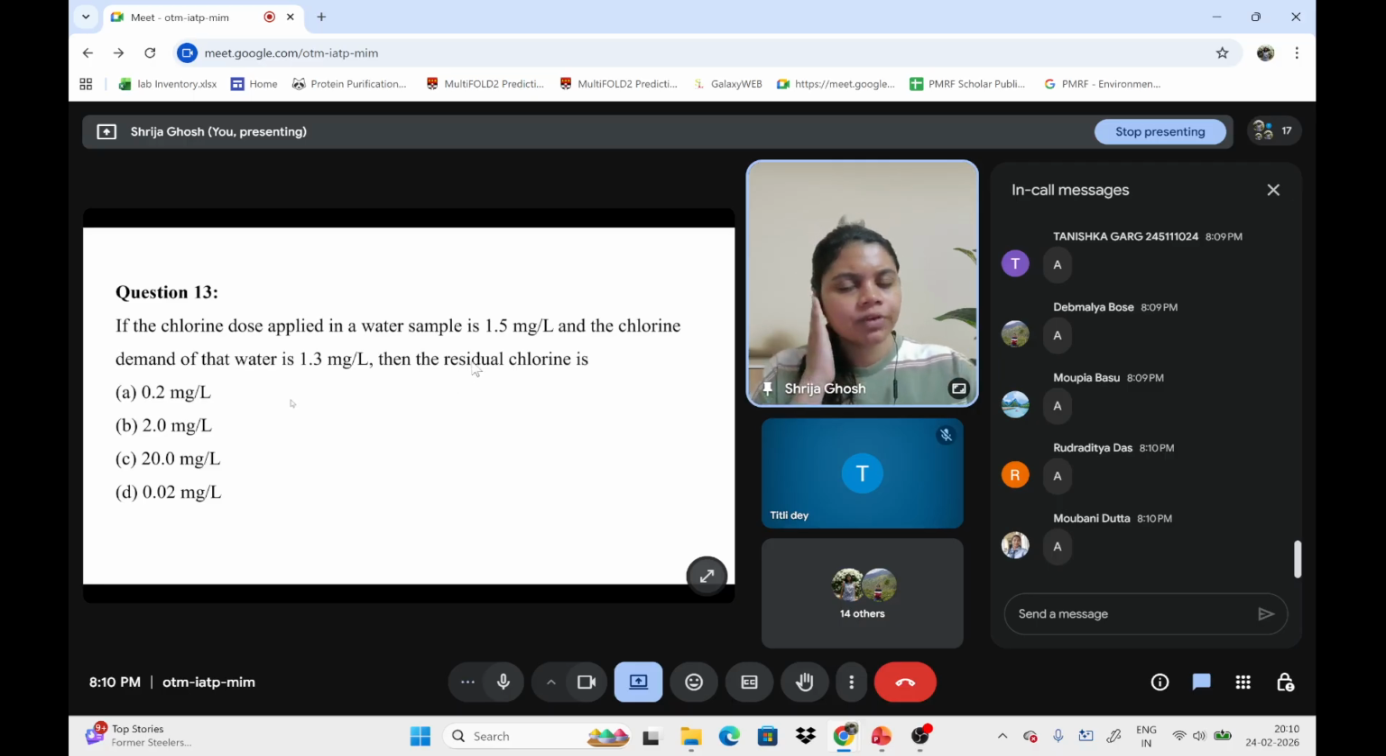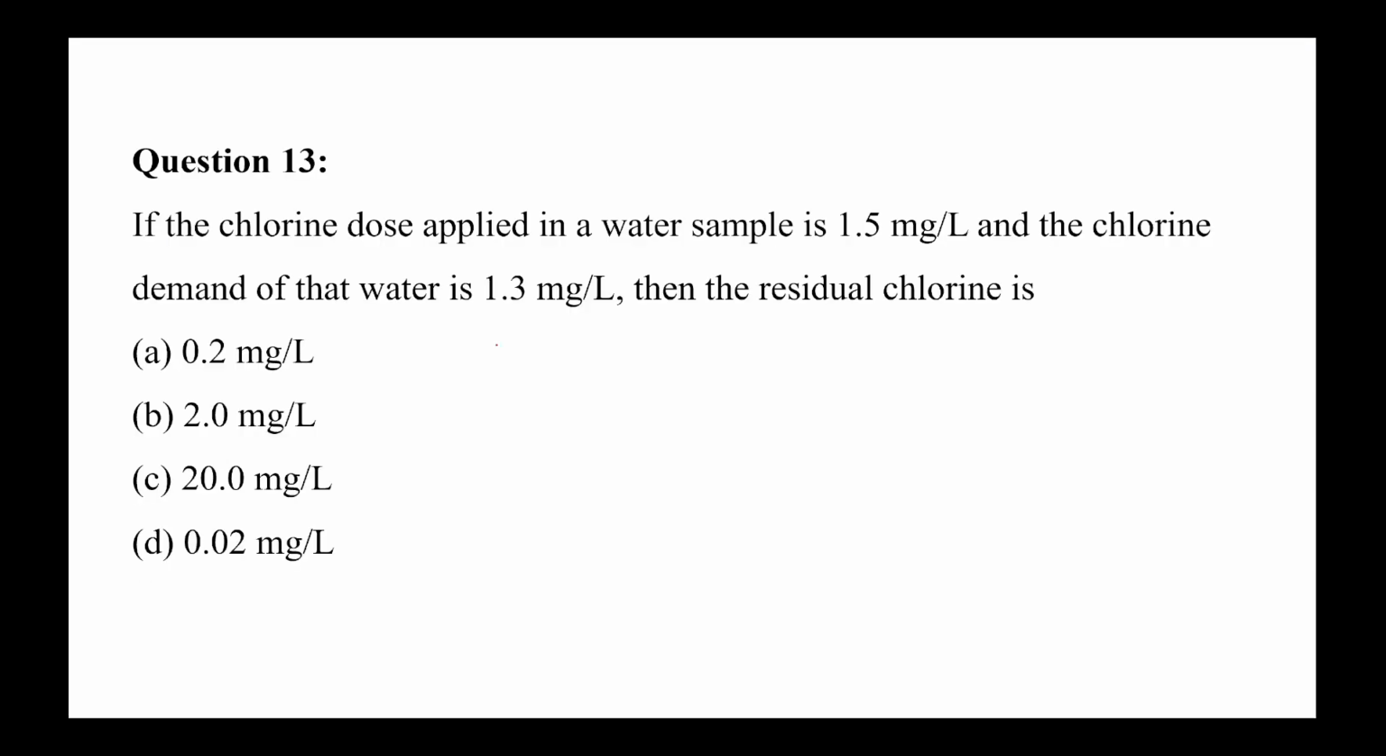Okay. 5 people have answered option A, 0.2 mg per liter. Let's see the correct answer. So chlorine demand, I told you chlorine demand is defined as the chlorine dose minus residual chlorine, right?